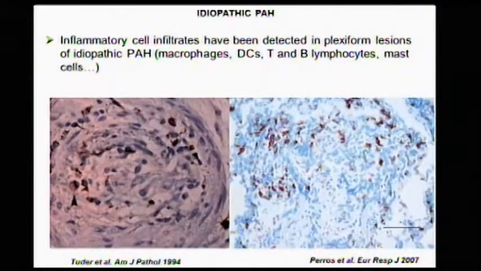And in 1994, Rubin Tuder with Norbert Voelkel presented for the first time inflammation in remodeled vessels from patients with group 1 PAH. These are CD68 positive cells, so monocyte macrophages. And here, Frédéric Perrault, before going to Ghent, working with Bart Lambrecht, described during his PhD thesis that dendritic cells were infiltrating plexiform lesions. So there are inflammatory cells in the lesions of patients with PAH, and these inflammatory cells may be simple bystanders, but they may also have an active contribution to the disease.